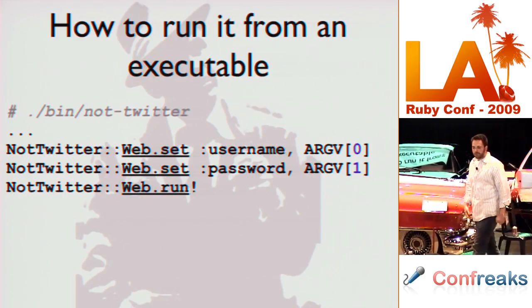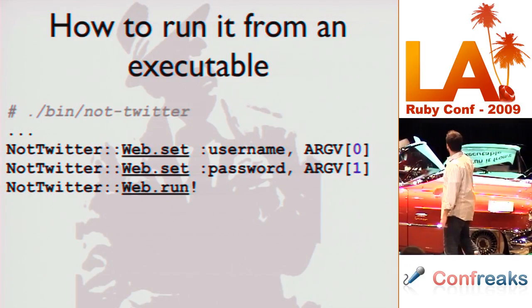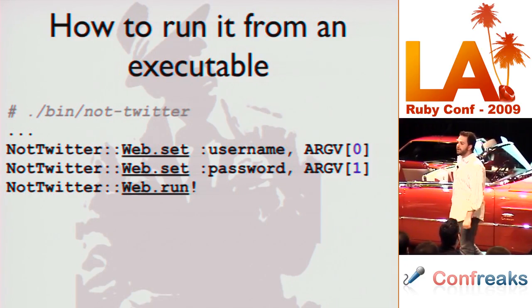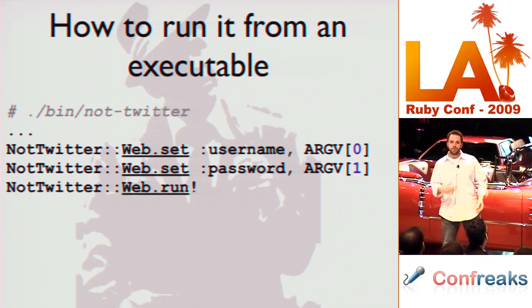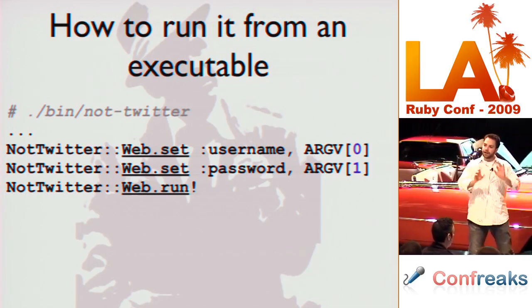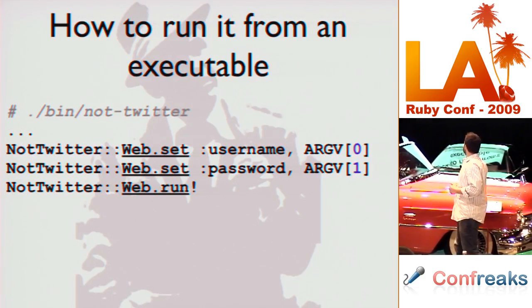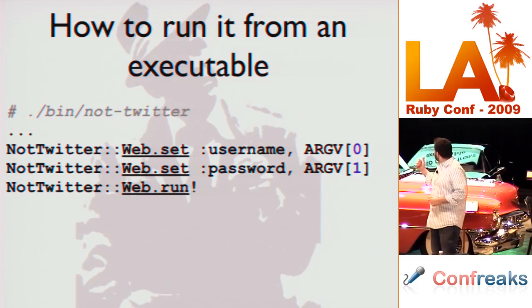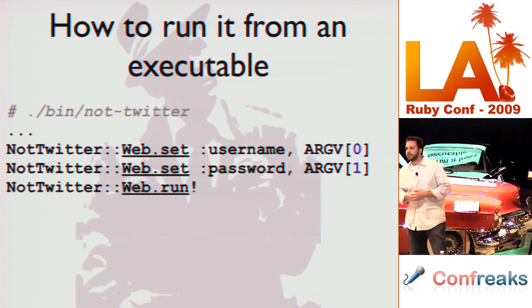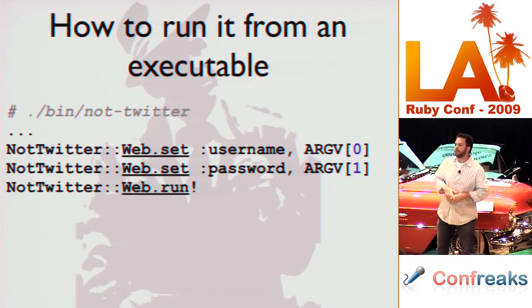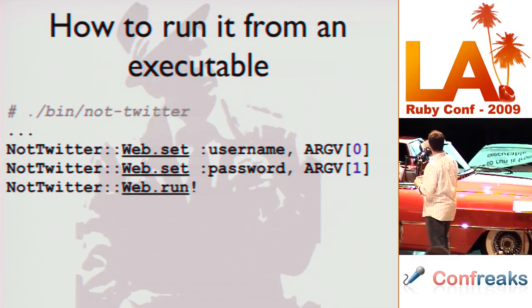So if we want to have an executable, we want to have a bin/nottwitter in our gem, right? So that once someone installs the gem, they can just type nottwitter at the prompt and have a server running. This is what you would do. Set NotTwitter's username and password to, say, the first and second arguments of the command line script. And then we simply say run.